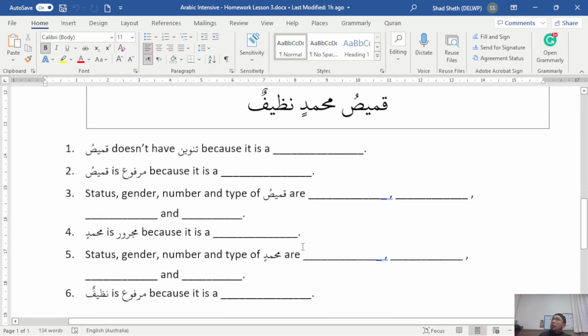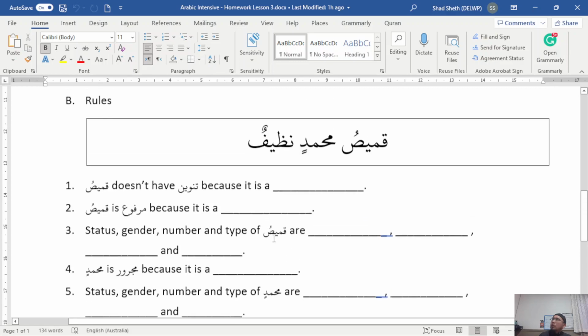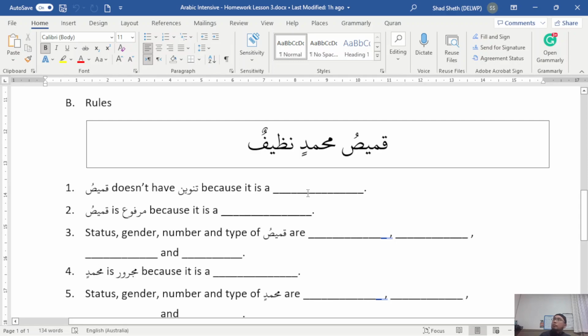Next one. I think this one a lot of people got it right, except for number 2. I think number 2 a lot of people got it wrong. Because it doesn't have alif lam. Because it doesn't have qamisu. So it doesn't have alif lam, that's why it's marfu. Oh no, that's not the one. Sorry. There was one that I got wrong.